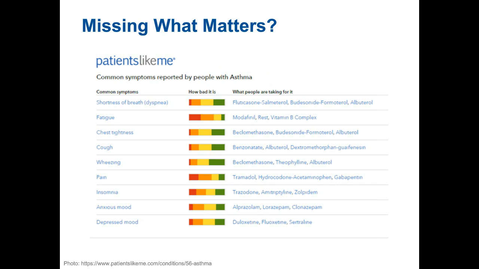Now, consider what happens if we ignore the patient voice. What I've got pulled up here on the screen is a chart from the website Patients Like Me. This is an online community where patients can connect and share information about their disease. It has this nice chart about the common symptoms reported by people with asthma along with a severity score. So the scale here: red is severe, orange is moderate, yellow is mild, green means none. They haven't experienced the symptoms.